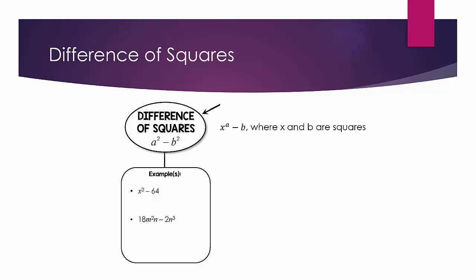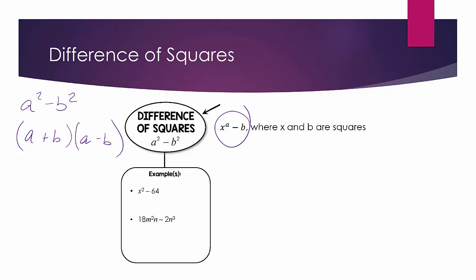Alright, so there's some language here and there's a pattern that's going on. I want to draw your attention to x to the a minus b. So in the graphic organizer we have a squared minus b squared, which is going to factor out very specifically to a plus b times a minus b. And I'll show you why.